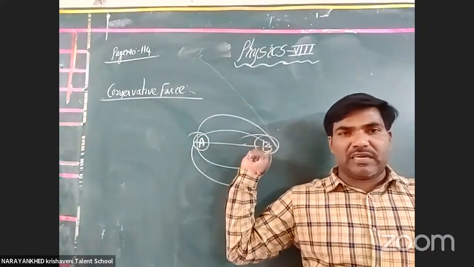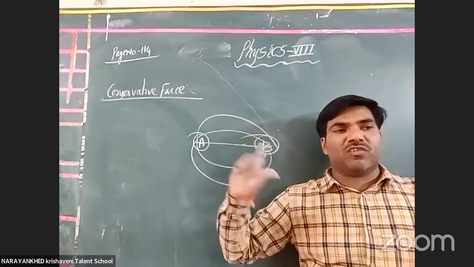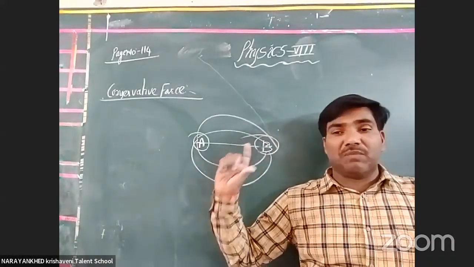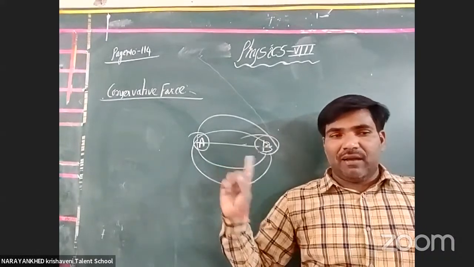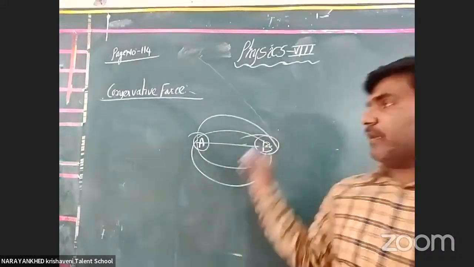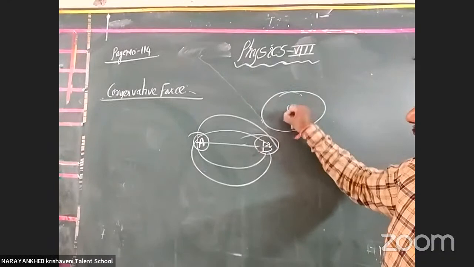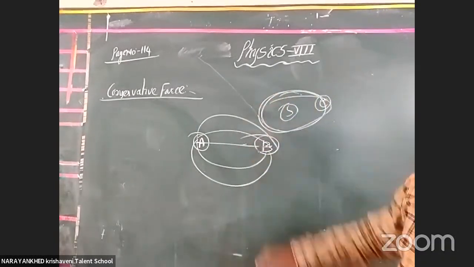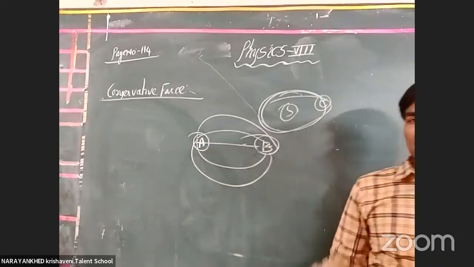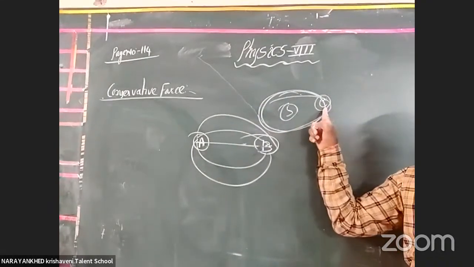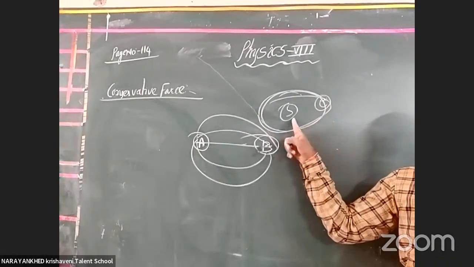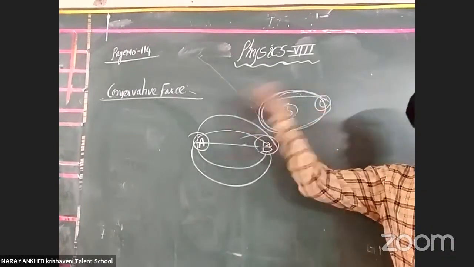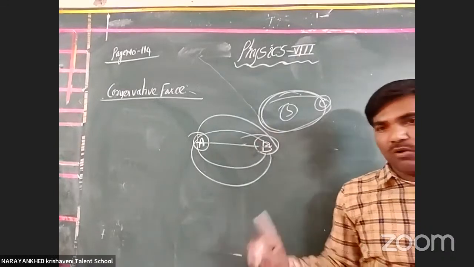Suppose you take the gravitational force between the sun and the earth. Suppose it is an elliptical path: the sun is here and the earth is revolving around the sun in an elliptical path. Here the force may not be conservative. It is different. What happened? Sometimes it is attracted towards the sun, sometimes it goes away from the sun.